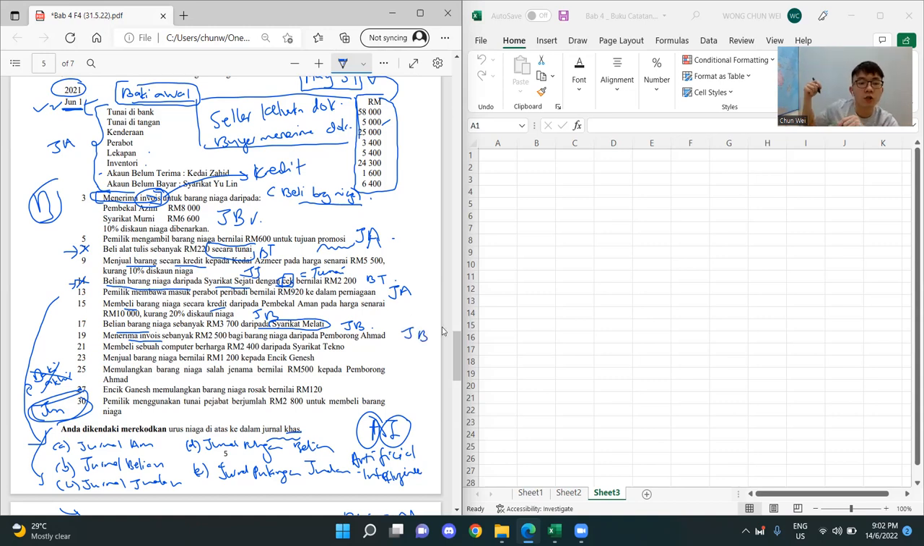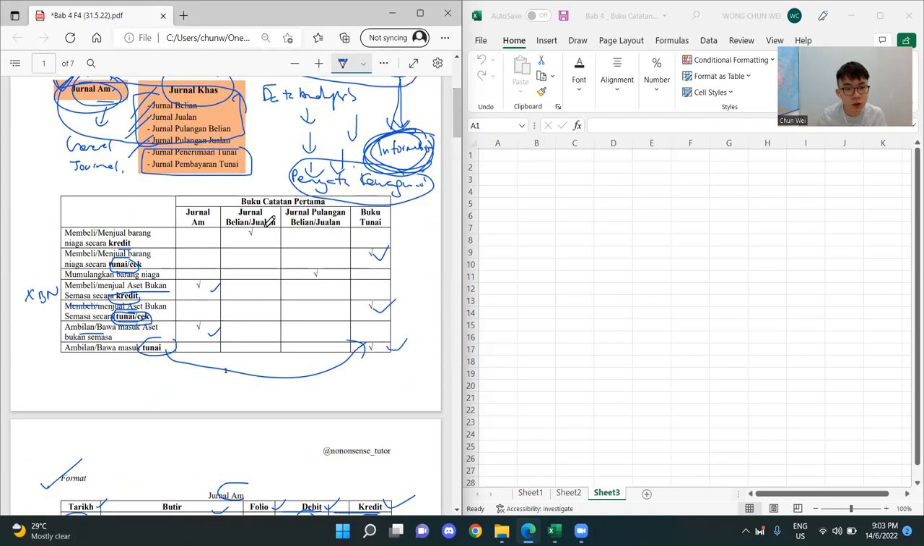Okay, 21. You beli sebuah komputer berharga 2,400 daripada syarikat Tekno. Right? Now, you beli sebuah komputer. Is computer our barang niaga? Bukan. Computer is our asset bukan semasa. So if you look back to the table that I gave you here, when you beli atau menjual aset bukan semasa secara tunai or check, then it is in buku tunai. But if kita beli atau menjual aset bukan semasa secara kredit, then record in jurnal am.